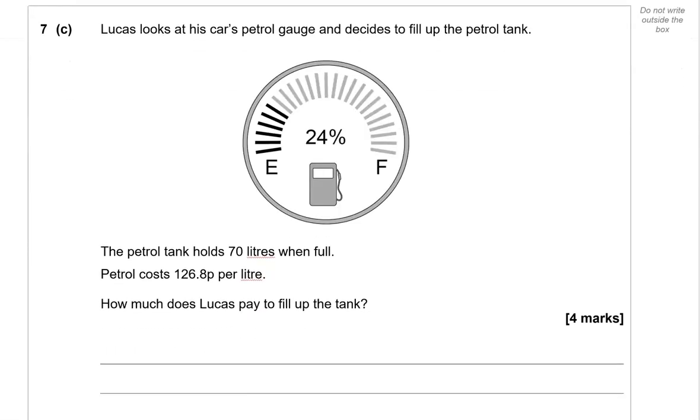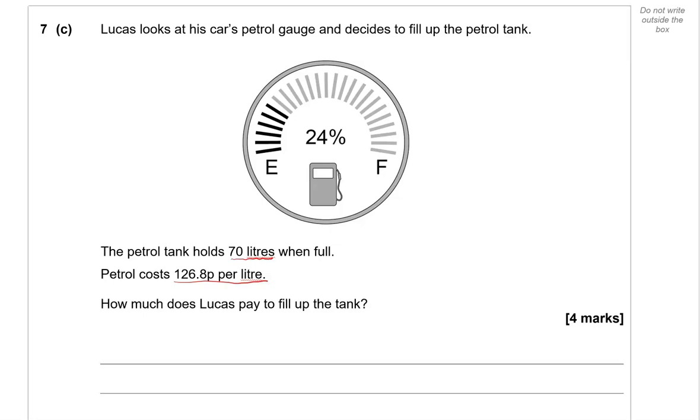Lucas looks at his car's petrol gauge and decides to fill up the petrol tank. The petrol tank holds 70 litres when full. Petrol costs 126.8 pence per litre. How much does Lucas pay to fill up the tank?